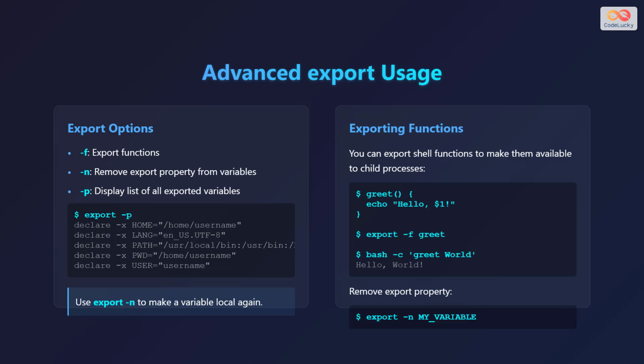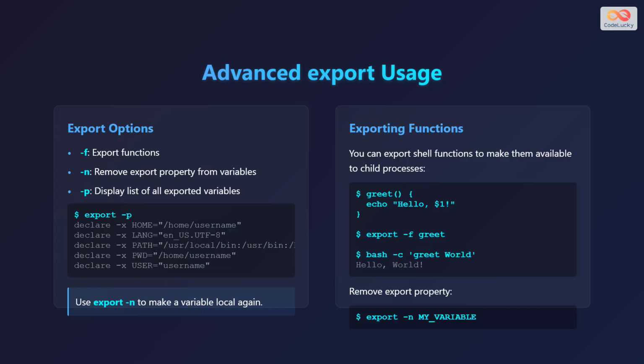Let's explore some advanced options for the export command. Here are some useful export options. The -f option is used to export functions. The -n option removes the export property from variables. The -p option displays a list of all exported variables. For example, if you type export -p, you will see a list of all exported variables, such as HOME, LANG, PATH, PWD, and USER, along with their values. A tip to remember is that you can use export -n to make a variable local again.